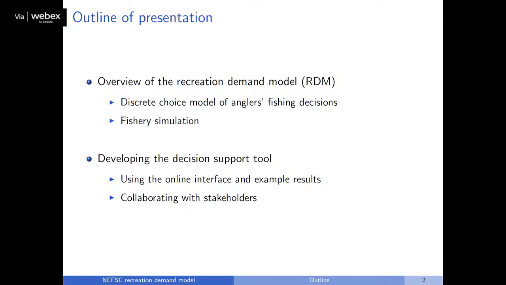And then I'll turn it over to Kim, who is a data analyst and programmer. She was hired in May specifically to work on developing the decision support tool, the online user interface. So she'll discuss that, show some example results, and then discuss how we collaborated with the stakeholders throughout the process.